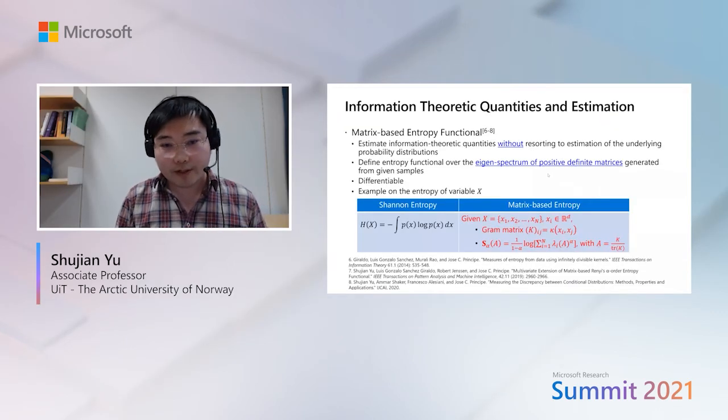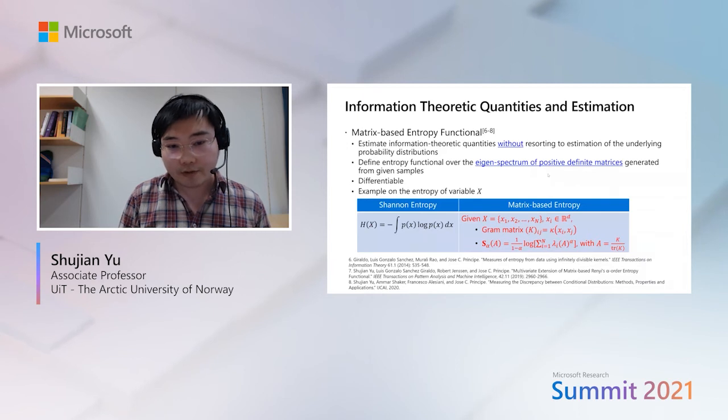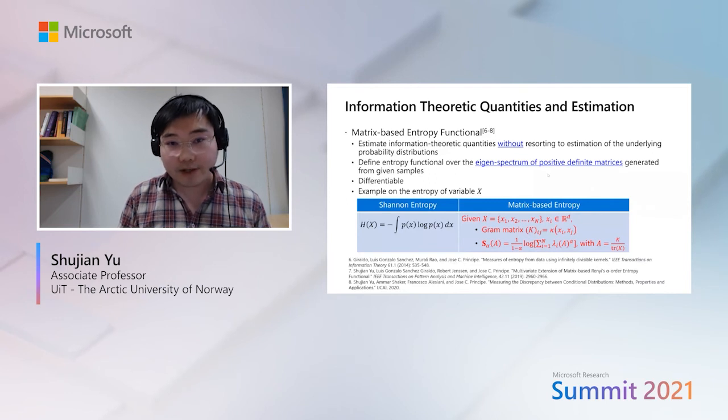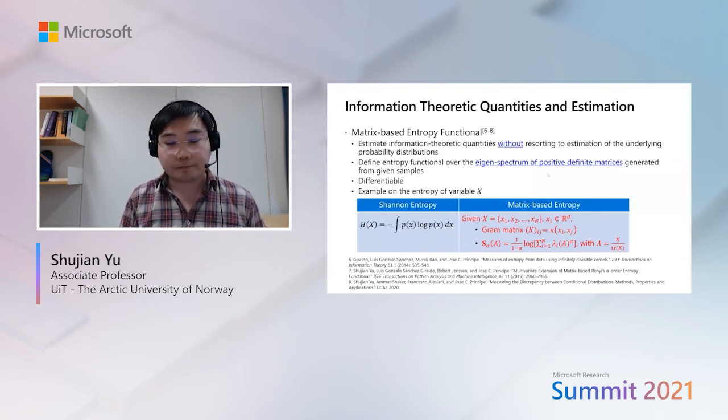In our recent work in Transactions on Information Theory and Transactions on Pattern Analysis and Machine Intelligence, we defined the matrix-based entropy functional, and we show that we can define entropy, mutual information, or divergence just using the eigenspectrum of a positive definite matrix generated from given samples.